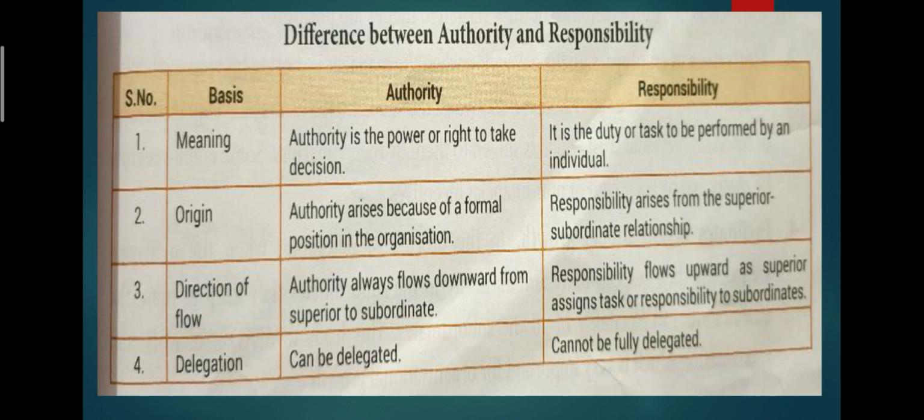Origin. Authority arises because of formal position in the organization. Because your superior-subordinate relationship is there, that is why authority is arising. And responsibility also arises because of superior-subordinate relationship. You can also write down here that responsibility arises from delegation of authority. What does this mean, children? Whenever the superior has this right, authority, that he can give some of his work to his subordinate, that is why we are saying that responsibility arises from delegation of authority.